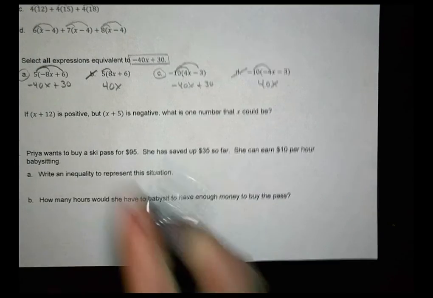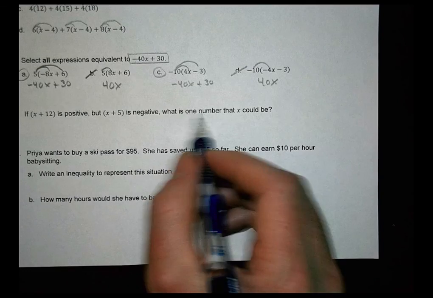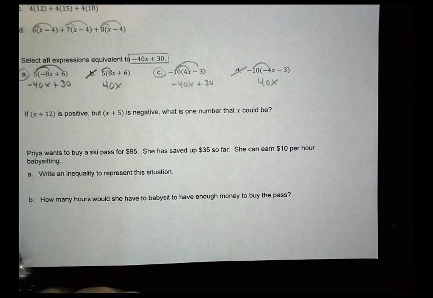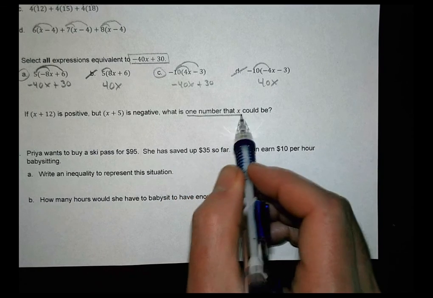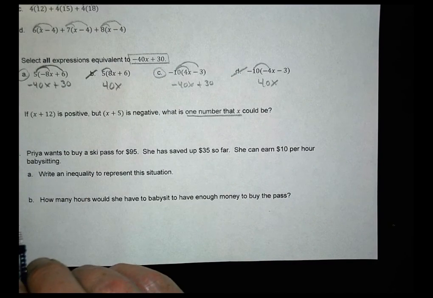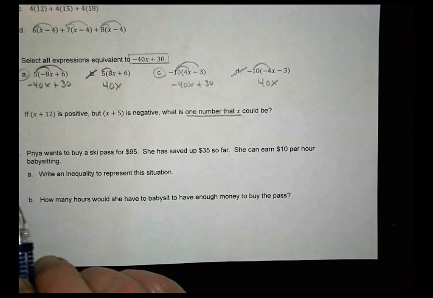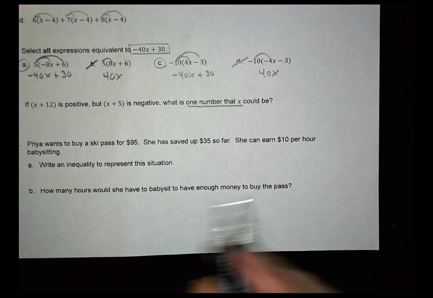Number 6, if x plus 12 is positive, but x plus 5 is negative, what is the one number that x could be? Great question. So why don't you figure out what that one number that x could be that would make this one positive and this one negative? Alright, what could it be? There's one number. It's a good puzzle. You figure it out, kind of for fun.